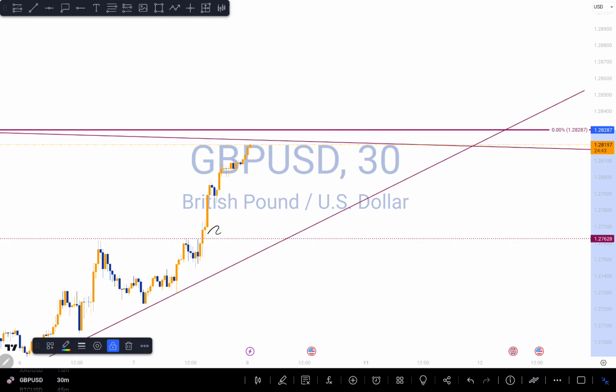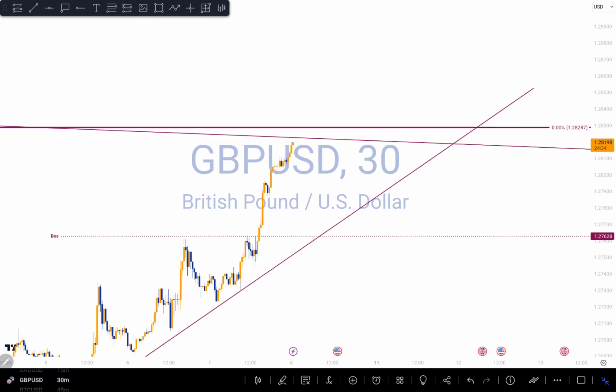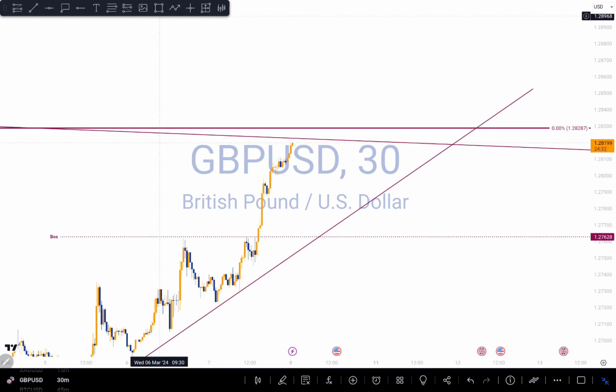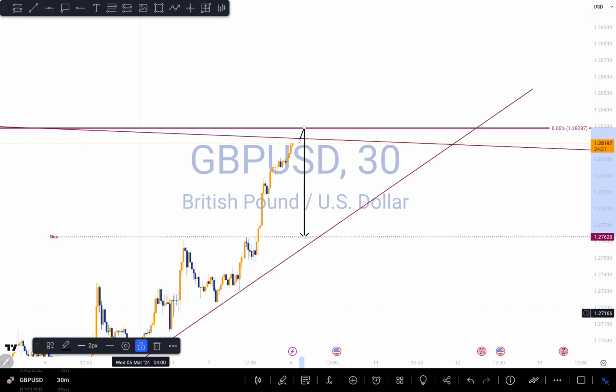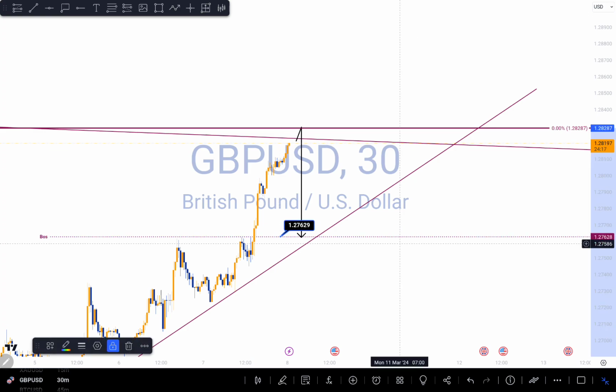Okay, so we can see it's giving this impulse, a correction, so we might push to the upside a little bit, right? So right now I'm predicting we might push here, then tank to the downside. So if you tank to the downside, certainly this will be my TP area, which is around this area right here.